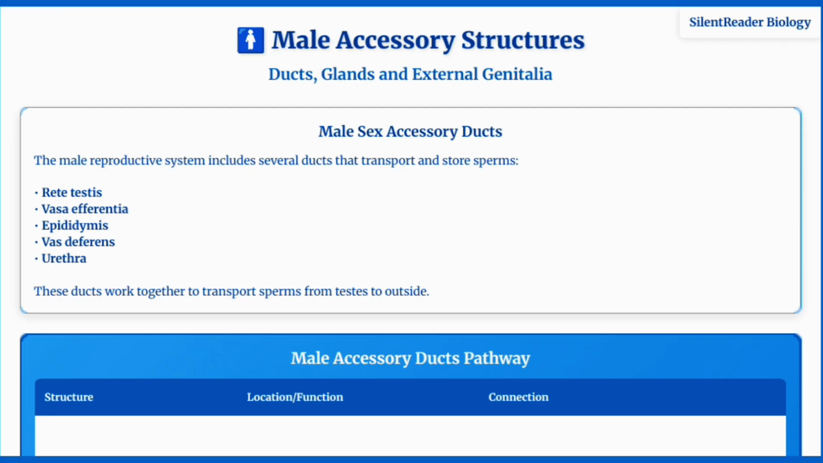The male accessory glands include paired seminal vesicles, a single prostate gland, and paired bulbourethral glands. Their secretions constitute the seminal plasma, rich in fructose for energy, calcium, and various enzymes. The bulbourethral glands also provide lubrication. The penis, as the external genitalia, contains specialized tissue that enables erection for successful insemination.